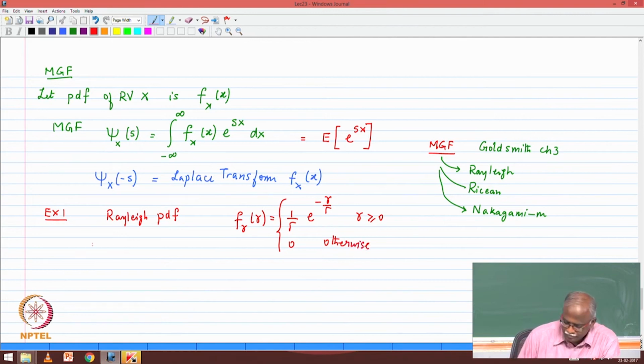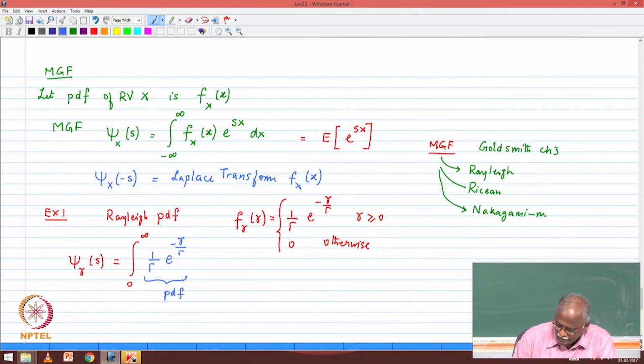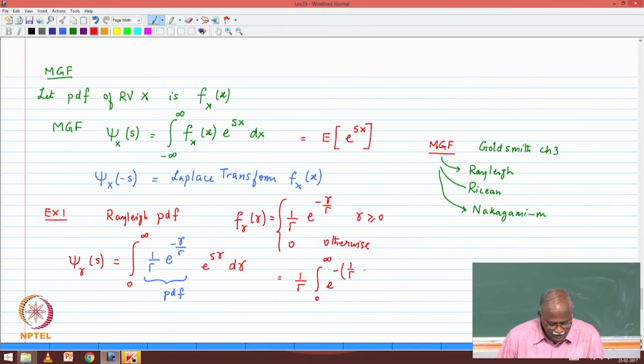So when I do the moment generating function, I'll write phi, my subscript will be gamma, and it will be a function of s. My limits of integration, since the PDF is non-zero only in the range 0 to infinity, are 0 to infinity, 1 over gamma-bar e power minus gamma by gamma-bar, that's the PDF part, and then I write down e power s gamma d gamma. Okay? The moment generating function of the Rayleigh distribution is given by this. 1 over gamma-bar is a constant, integral 0 to infinity e power minus (1 by gamma-bar minus s) into gamma d gamma.